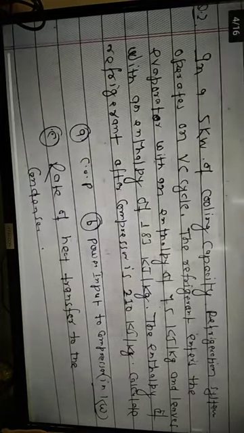This is the problem, and this is the solution. This refrigeration system works on VC cycle, and in this question the cooling capacity of this plant is given, that means the refrigeration effect in kilowatt is equal to 5 kilowatt.